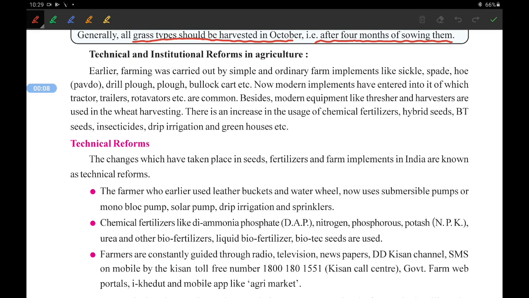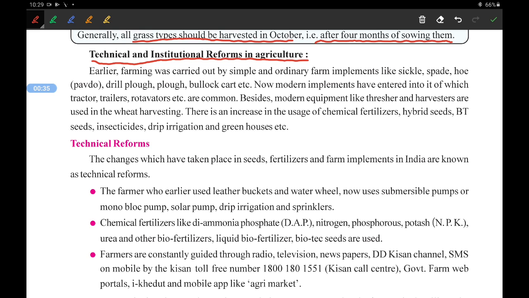This is the fifth video lecture of chapter number 10, India Agriculture. In this video lecture we are going to study about technical and institutional reforms in agriculture. Technical and institutional reforms. Now we are going to study what technical reforms and institutional reforms are, in detail, in the later part of the chapter.